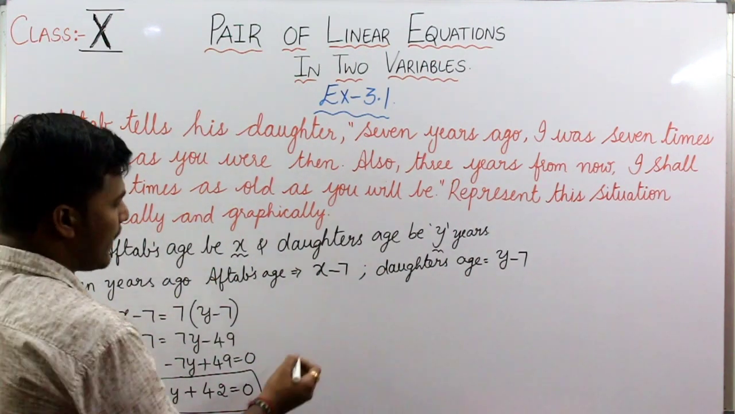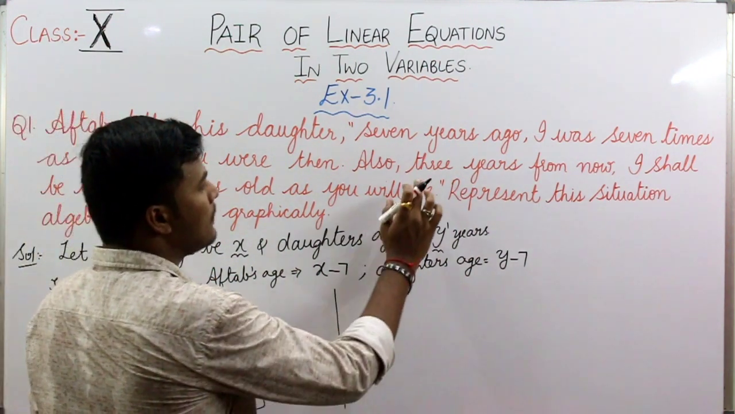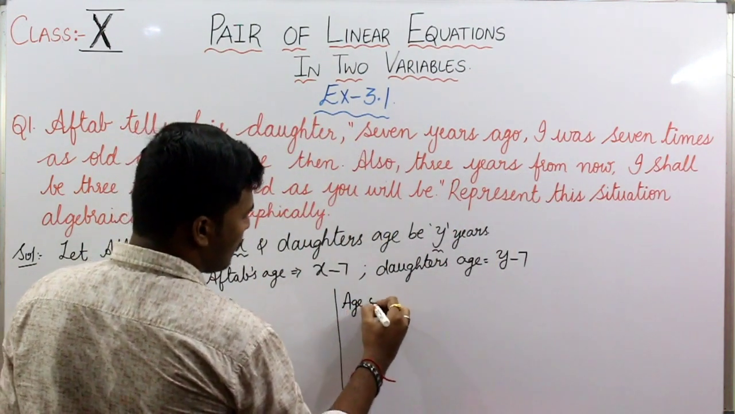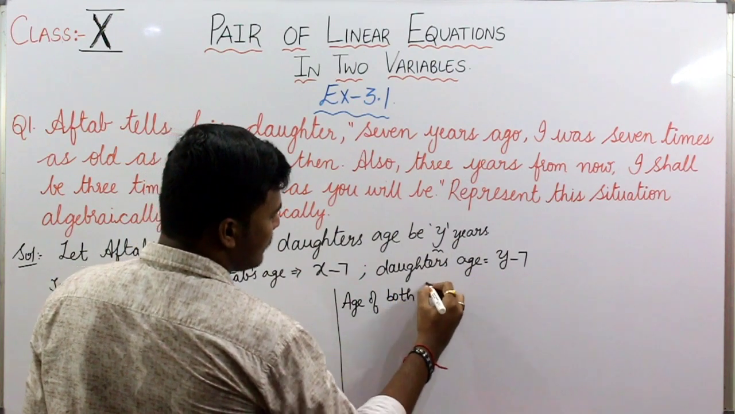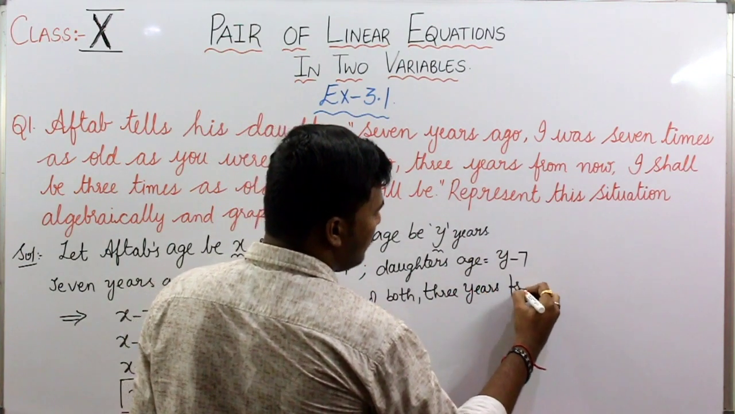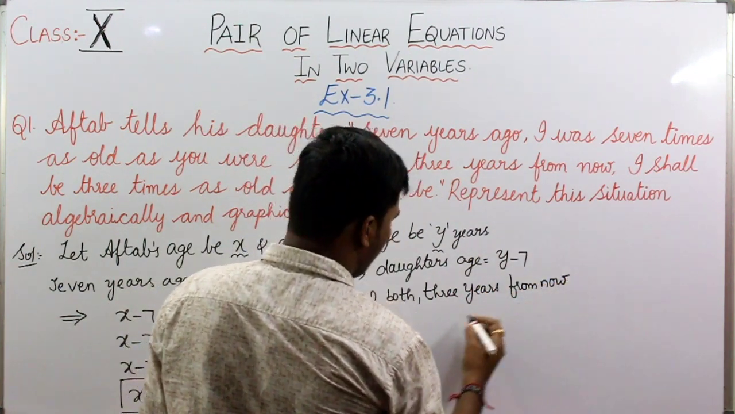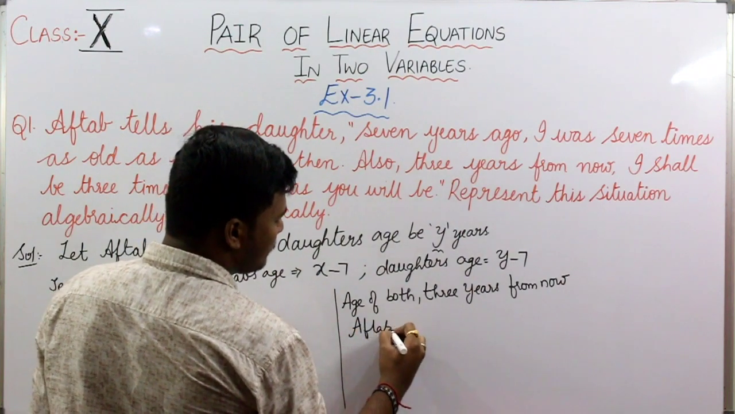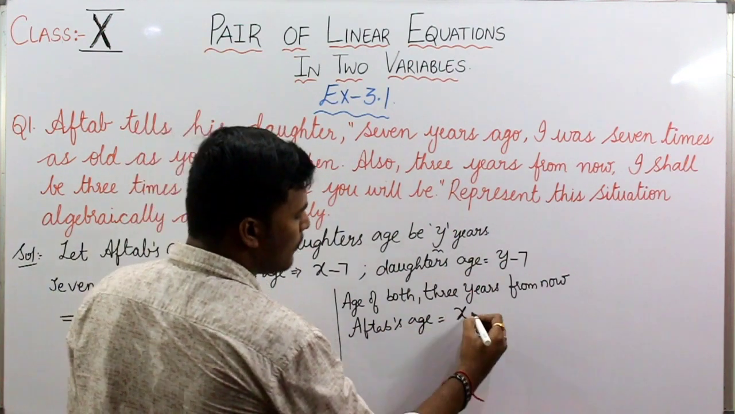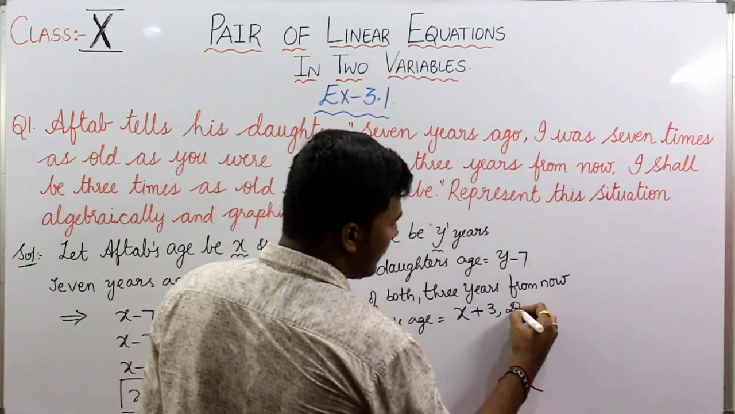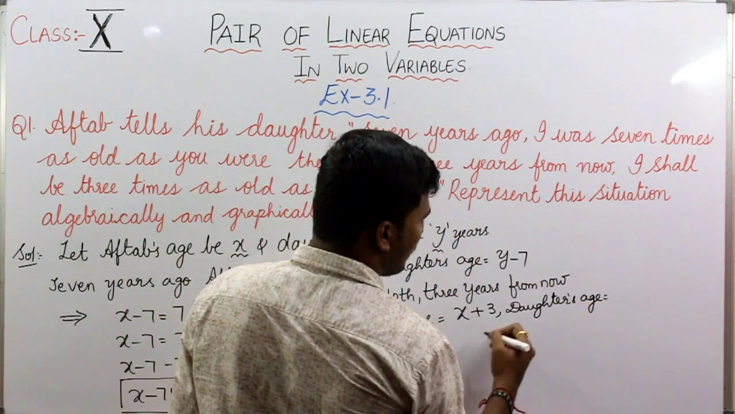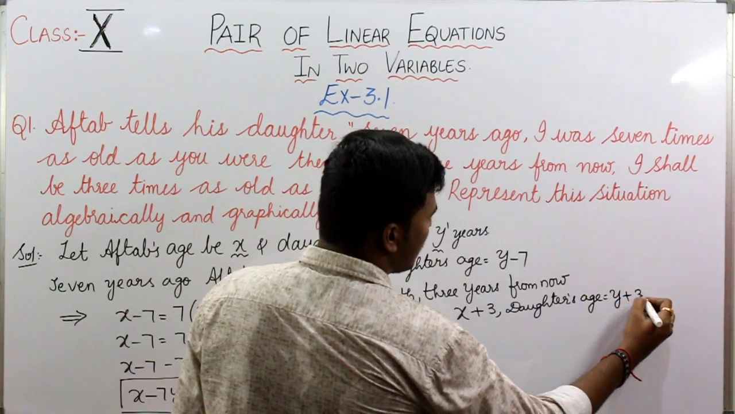Now the second one. What is the second condition? 3 years from now, the age of both. That is, Aftab's age will be what? x is his present age, from now means plus 3, and daughter's age will be y, her present age, plus 3.